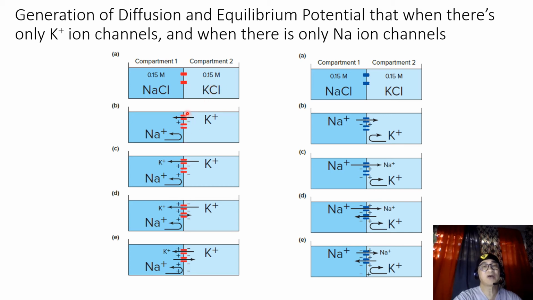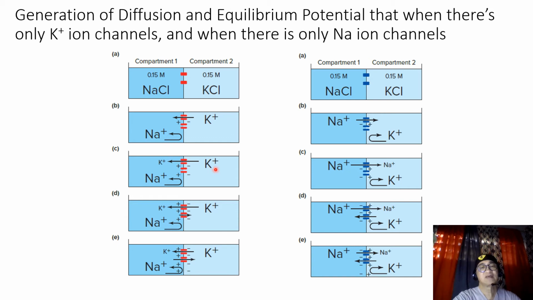But because the barrier across compartments 1 and 2 is more permeable to potassium, and potassium is concentrated at compartment 2 than at compartment 1, potassium will tend to diffuse into compartment 1 because of the concentration gradient. Sodium also has a tendency to diffuse from compartment 1 to compartment 2, but it cannot do so because the barrier is not permeable to sodium. And so sodium stays within compartment 1.